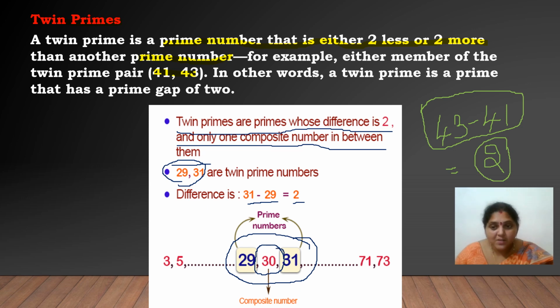In how many tables can you see the number 30? 2 15s are 30, 3 10s are 30, 6 5s are 30, 5 6s are 30. That is called a composite number because it has more than two factors. But in twin prime numbers, we have to take two prime numbers and the difference between the two prime numbers should be 2. Such types of numbers are known as twin prime numbers.